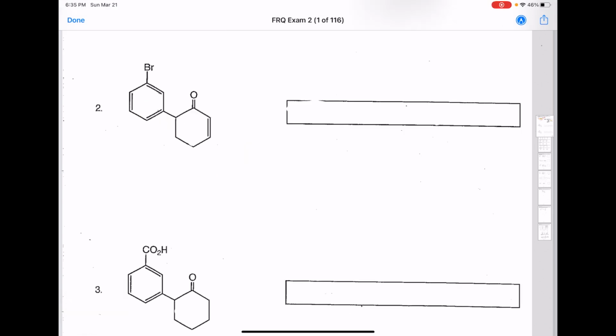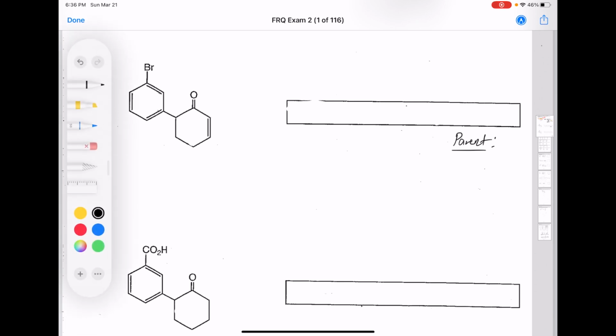For question 2, we have another compound where this time we have 2 rings instead of just 1 ring, as we saw in the previous case. Now the question is, what is the parent chain again? That's the first step that we always resort to when we talk about nomenclature. And it turns out that the parent chain is, can you guess? It is the ring that has the ketone on it.